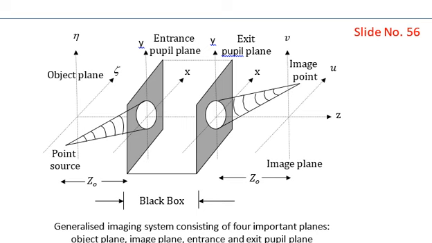So entrance and exit pupils are the images of each other through the optics contained within the black box. As we have stated, these two pupils are the image of the physical limiting aperture which is present in the black box. The entrance pupil is the image of that limiting aperture through the optics lying on the left side of that physical aperture in the black box, and the exit pupil will be the image of that physical aperture through the optics lying on the right side within the black box.